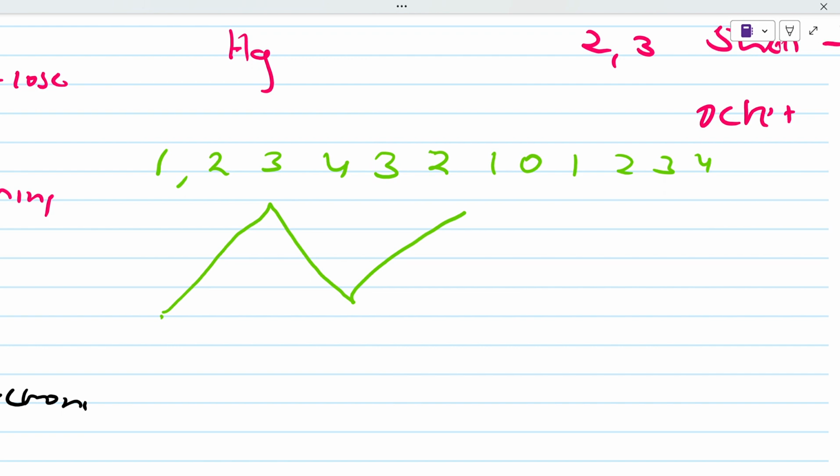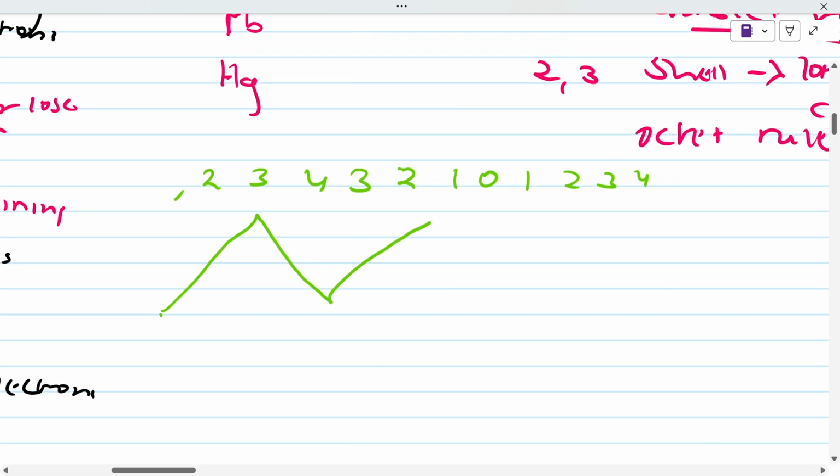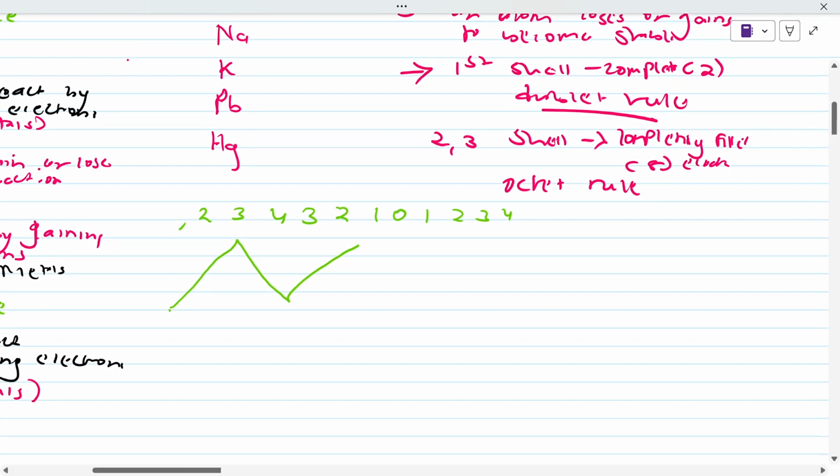So that's what we mean by the word valency. It's just the number of electrons an element either loses or gains to become stable in a chemical reaction. So you needed to know that. You really needed to know that. That's what I wanted to present here as far as valency and analysis of the periodic table is concerned.